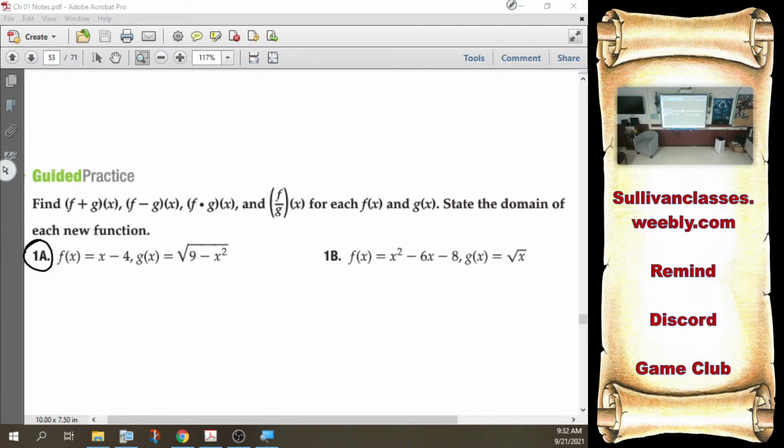Okay, let's see the first one. So F plus G. You just add them. So this is just put the plus mark between them.